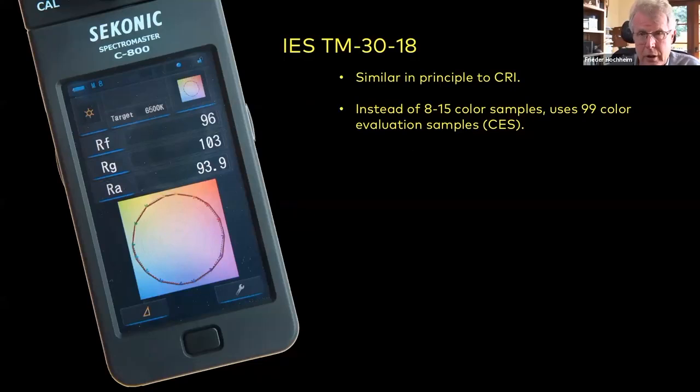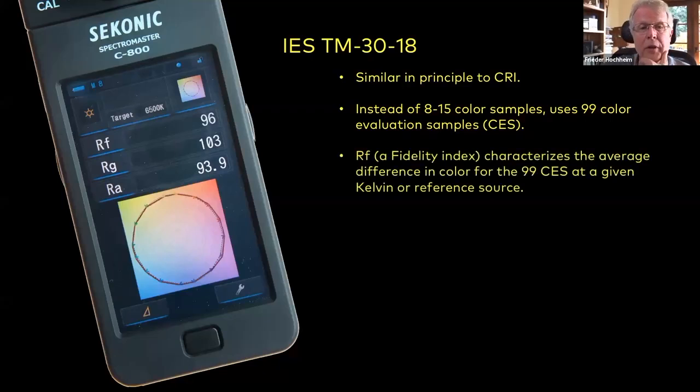18 refers to the year in which the standard was adopted. I think there's also a TM30-15. And we'll most probably have other digits following the 18 as new things come along. So the big difference here is that instead of using 8 and 15 colors, we're using 99 colors. And it's sort of rendered as on this Sekonic meter as a color wheel. And you start to see where all these 99 color points, how they fall within that defined area.